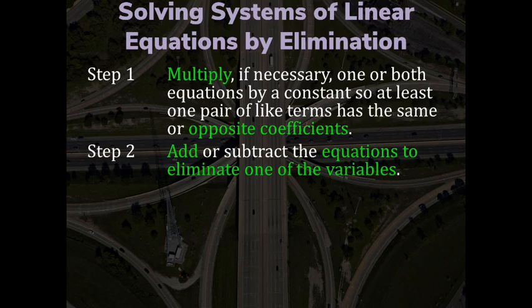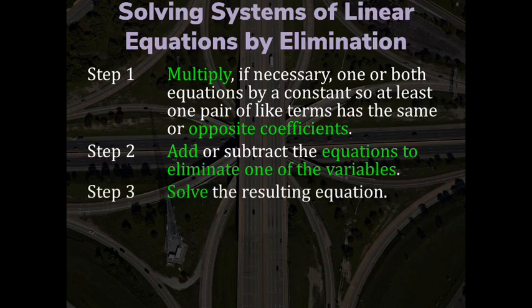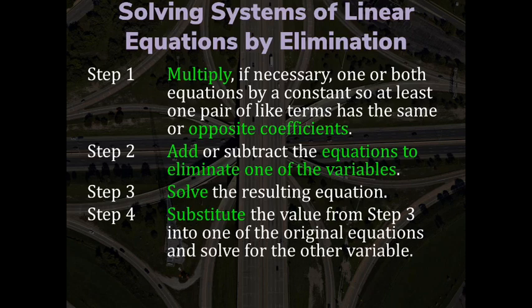Step 2 is to add or subtract the equations to eliminate one of the variables. I always prefer adding. It's always easier to multiply an equation by a negative number such that when you add, you make the variable go away. Fewer mistakes are made when adding compared to subtracting. Step 3, you will solve the resulting equation you get after you add the two equations. And step 4, you will substitute the value that you got from step 3. So if you eliminated y, you would solve for x. You would take that value of x, plug it into one of the original equations to solve for y. If you eliminated x, in step 3 you would solve for y. You would take the value of y that you got, plug it back into one of the other equations, and solve for x.